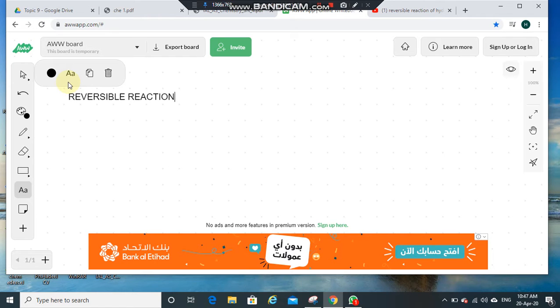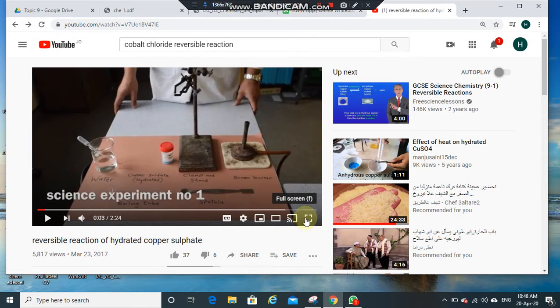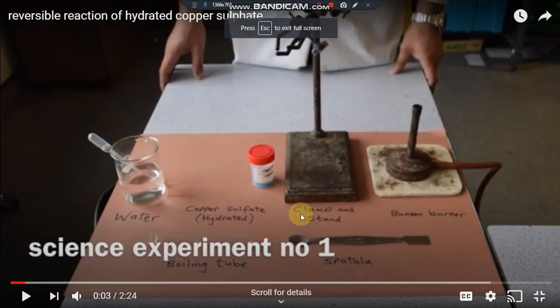I will start my lesson with a video for a common reversible reaction. We conduct this reaction in the lab. That reaction is a reaction for a salt called copper sulfate. When it's hydrated, it means inside the crystals we have H2O. We have blue color for the crystals. Adding some drops of water to that salt will give me the hydrated form.